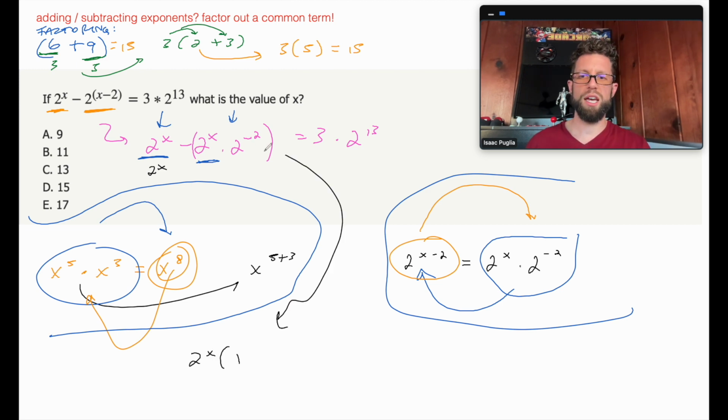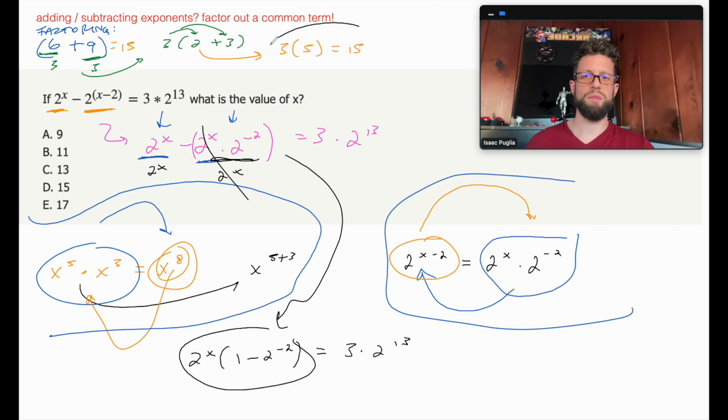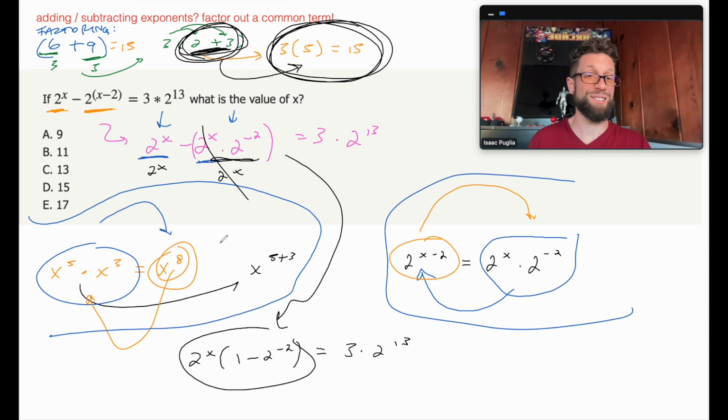And then 2 to the x times 2 to the negative 2 divided by 2 to the x is just 2 to the negative 2. So we wind up with that. And I'll just leave the right side alone for the moment. Now, hopefully you're already starting to think along the same lines that I was discussing up here, which is, okay, maybe I'll just add these two little things and it'll turn into multiplication for me, and hopefully I can trust Isaac that that's gonna really help me out.